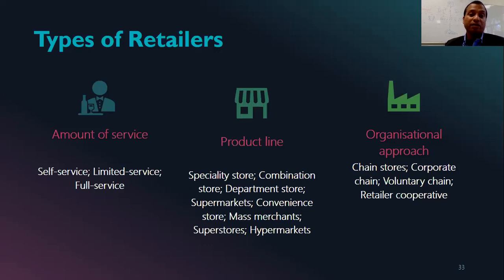Or if your product and offering needs fewer services, or self-service is involved, then maybe you will go for a selective number of outlets or retailers. So the amount of services helps you in deciding the number of retailers. Sometimes, depending on the product line, different formats of retail are there: a departmental store, supermarket, convenience store, or even hypermarkets. And on the basis of the organizational approach, you also need to decide regarding the retailers. So these are decision-making tools based on the organizational context, the resources, and several factors. You need to decide regarding the different types of retailers.